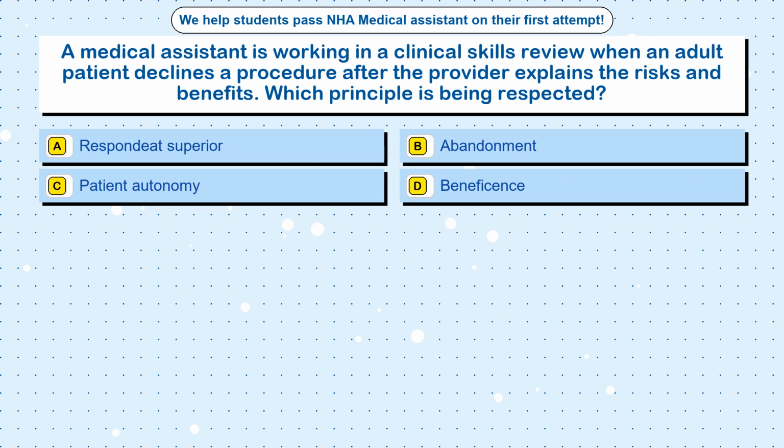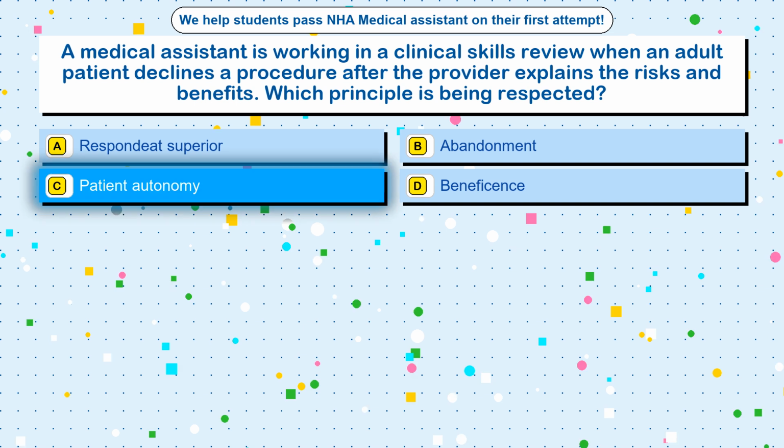Question 44. A medical assistant is working in a clinical skills review when an adult patient declines a procedure after the provider explains the risks and benefits. Which principle is being respected? Option A, respondeat superior. Option B, abandonment. Option C, patient autonomy. Option D, beneficence. The correct answer is option C, patient autonomy.